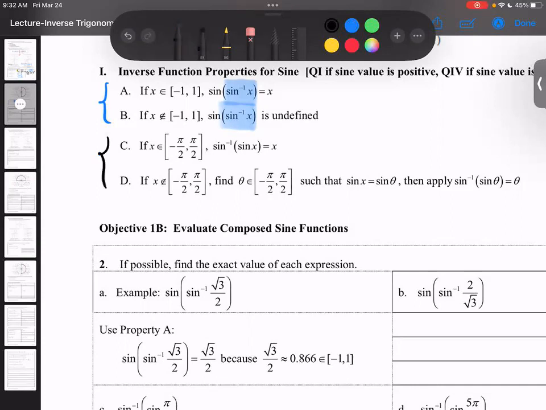For the regular psi function, you add psi inverse both sides, right? You can cancel psi inverse with the psi if x belongs to negative pi half to pi half. If it does not belong to negative pi half and pi half, it's undefined.